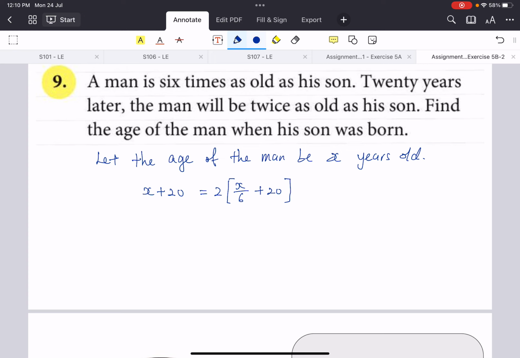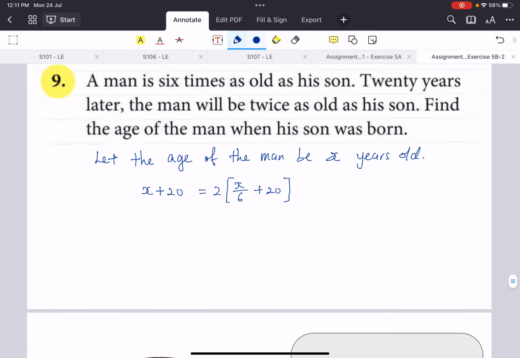So 20 years later, he'll be x plus 20 years old. Now the son is x over 6, right? Because he's 6 times less, not as old as his father. Then 20 years later, will be x over 6 plus 20. But that number, you need to multiply by 2 to get the age of the man. So you multiply by 2. Okay, so this is our equation.